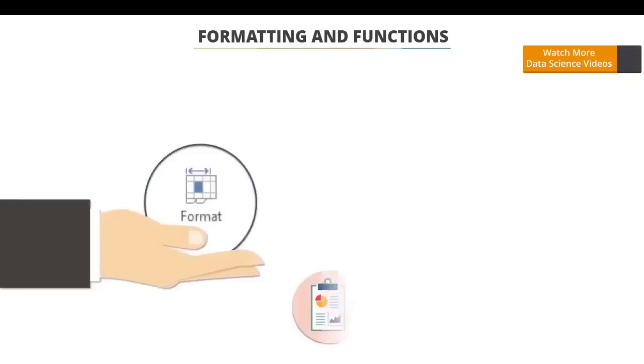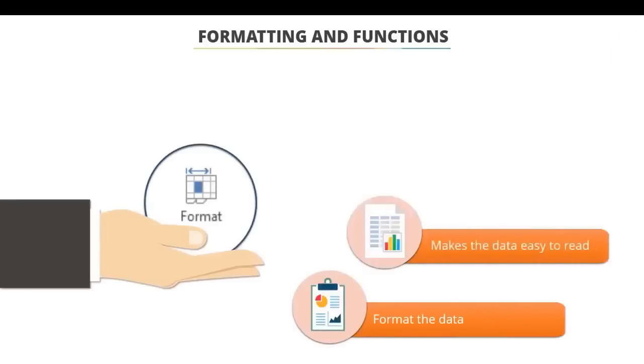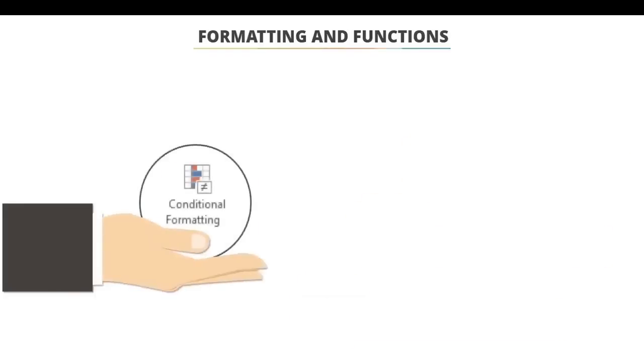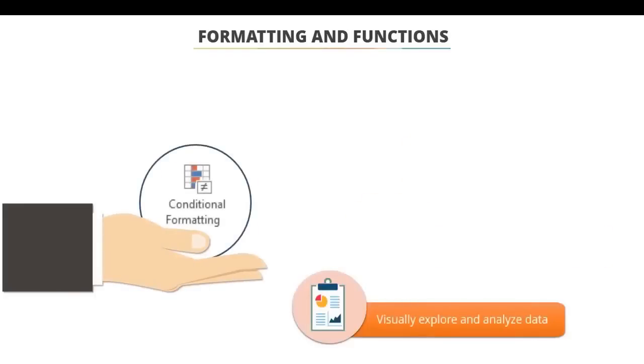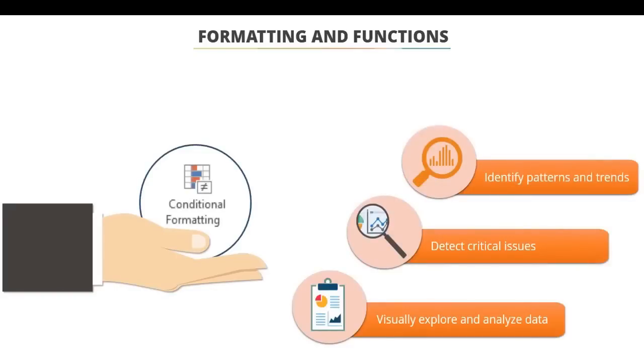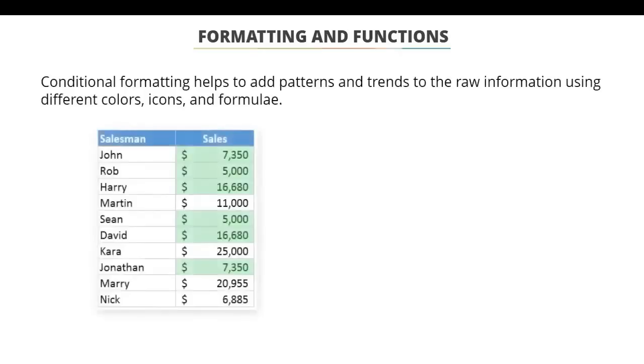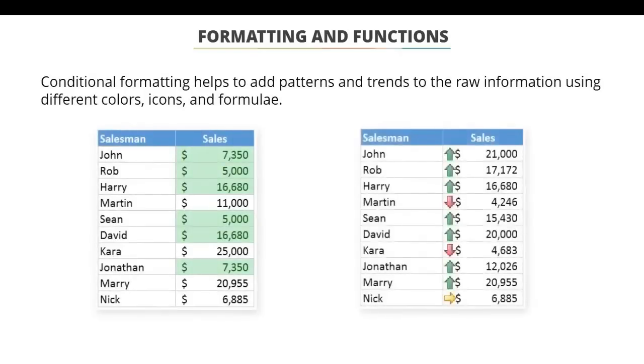Formatting, as the name suggests, helps us to format the data using different techniques, making the data easy to read in the required format and analyze them. The right formatting technique applied to the worksheets can help the users present the data efficiently. Conditional formatting, a type of formatting, helps us visually explore and analyze data, detect critical issues, and identify patterns and trends. Conditional formatting helps to add patterns and trends to the raw information using different colors, icons, and formulae, etc.